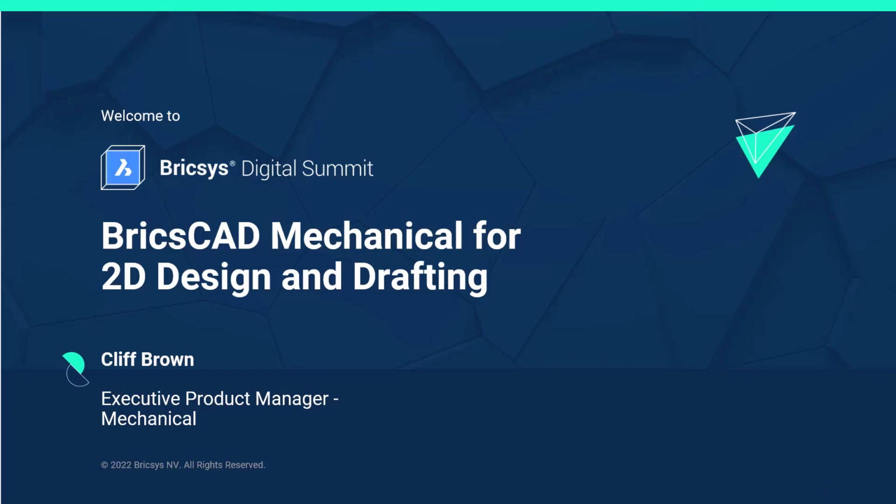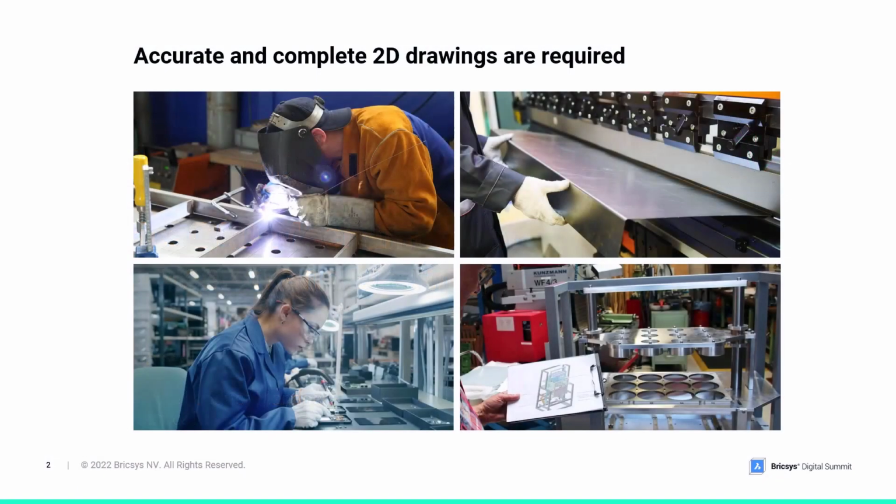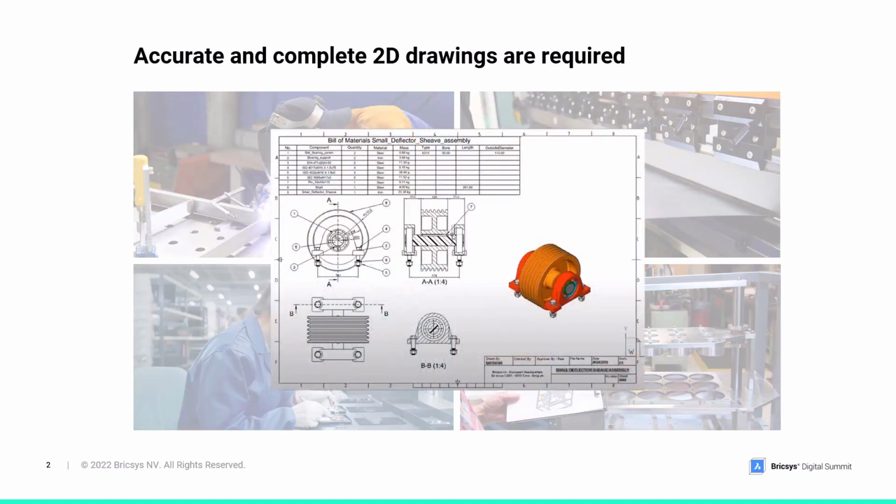BricsCAD Mechanical for 2D design and drafting. The ability to quickly create complete and accurate 2D mechanical drawings is a basic requirement for any successful manufacturer. While most companies start with a 3D design and then convert or detail this into 2D drawings, some manufacturers choose to complete the entire process in 2D.